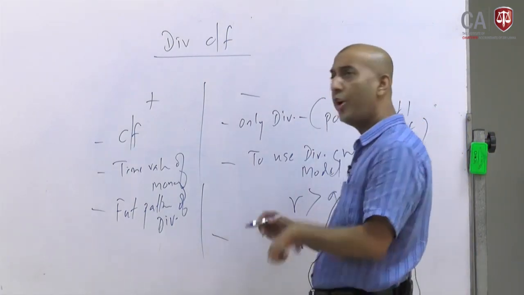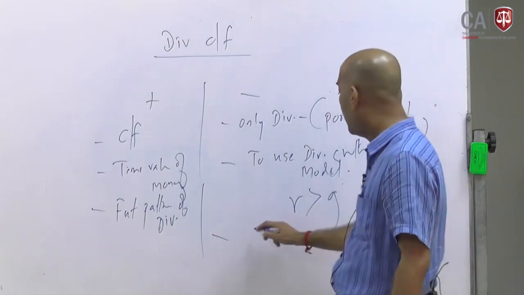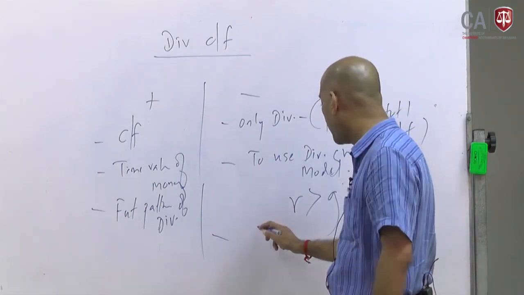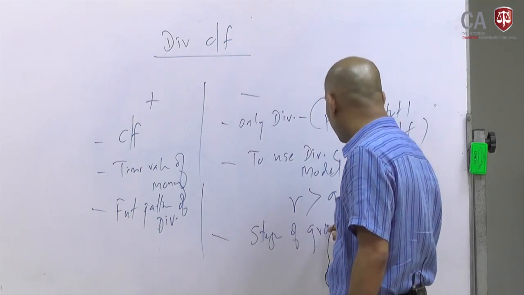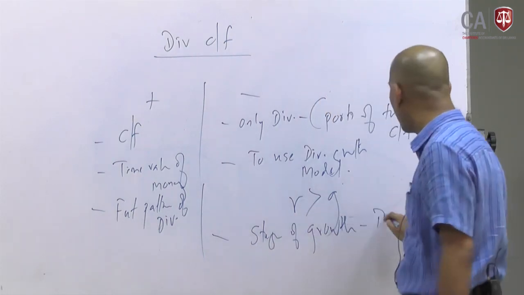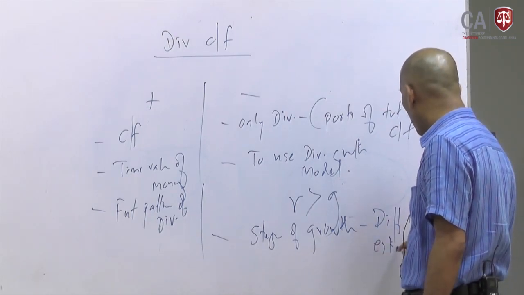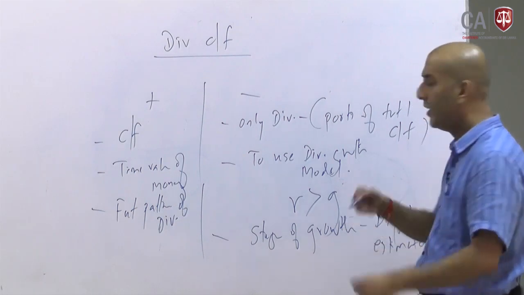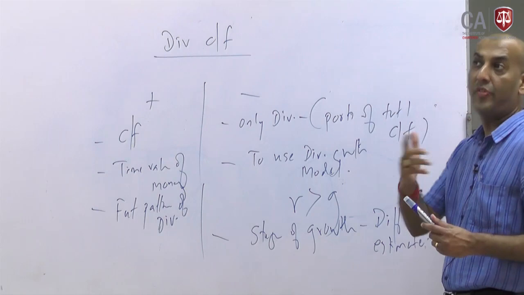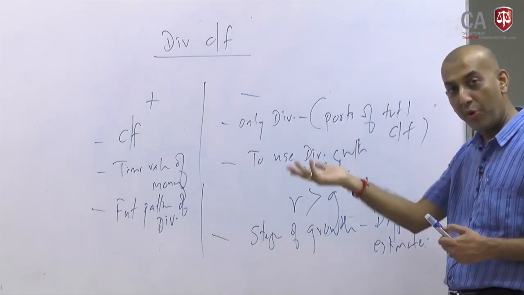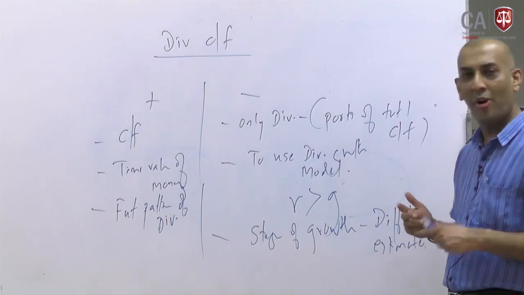Third, if you are using the two-stage model or three-stage model, what we looked at, the stages of growth are difficult to estimate. You are not sure how the dividend cash flow will be generated, how it will be for the first 5 years, and after that how it will be, because it is all future related. So future related forecasting may not be easier, right?